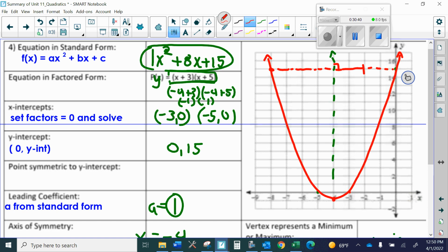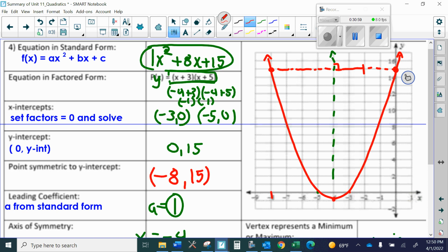So now I can get that point symmetric to the y-intercept. There's my y-intercept. So here's that point symmetric to it, equidistant from the line of symmetry, perpendicular, and that is -8, 15, since the y-intercept is 15.